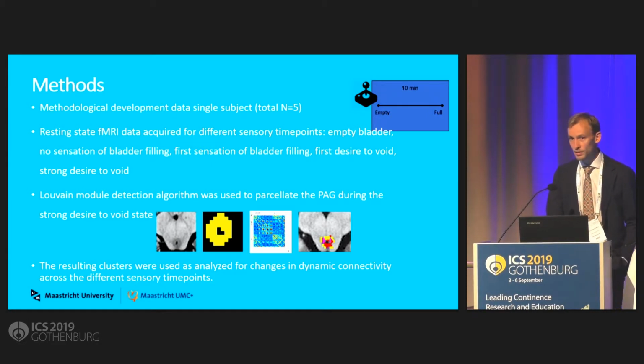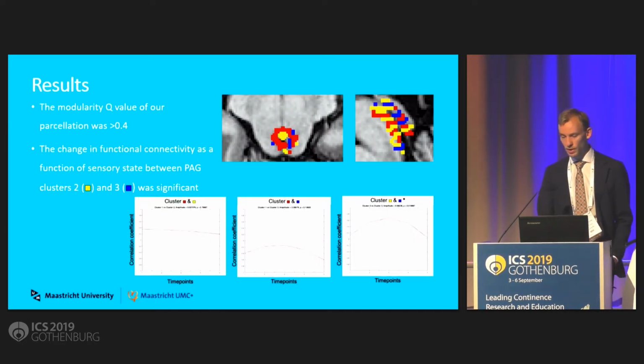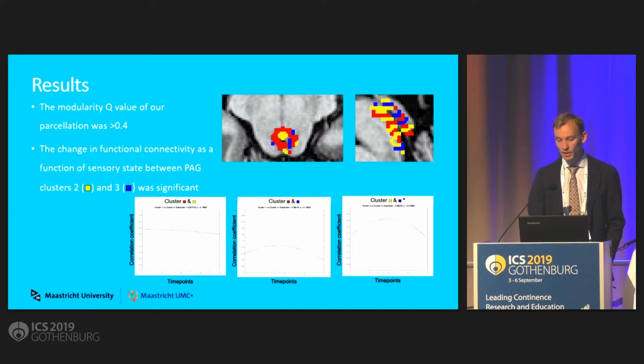This algorithm clusters together voxels that have a high correlation in their time course with each other, higher than their correlation with all the other voxels. These resulting clusters we used for analysis of changes in dynamic connectivity across the different sensory time points. We found that the modularity Q value of our parcellation, and also for all the other parcellations, was above 0.4, and this is an indicator of a modular underlying data structure.